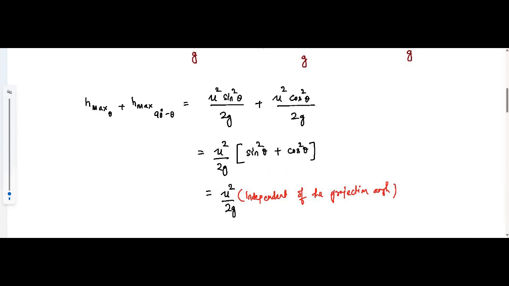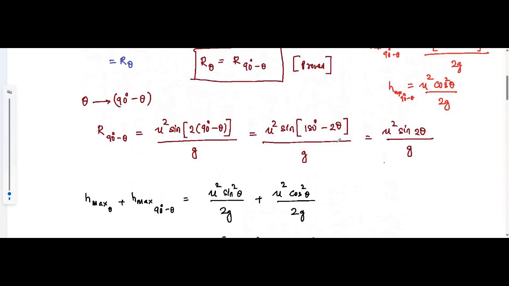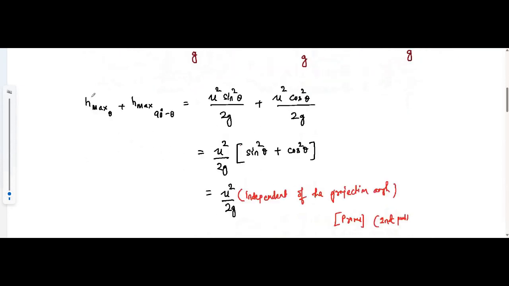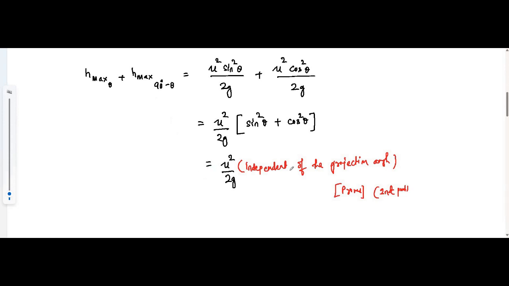Okay, so here we have proved this also mathematically. This is the second part of the problem, and this was the first part here, that the horizontal range for two projection angles, there are two projection angles for which horizontal range are same. So here we determine that those two angles are any angle theta and its complementary angle 90 degree minus theta. And for these two projection angles, the sum of the maximum heights is independent of the angle. So that also we proved here.